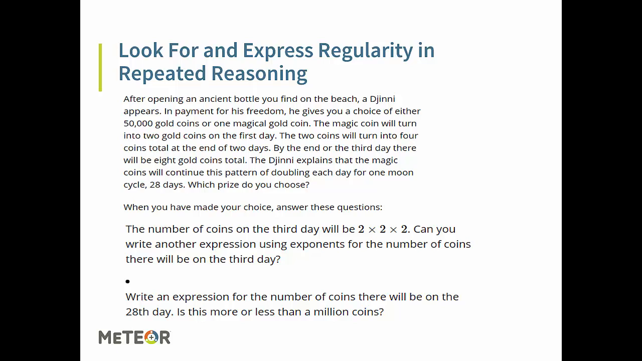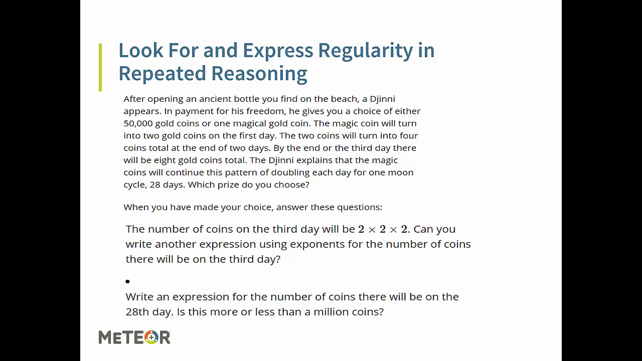The 2 coins will turn into 4 coins total at the end of the 2 days. By the end, or the 3rd day, there will be 8 gold coins total. The genie explains that the magic coins will continue this pattern of doubling each day for 1 moon cycle, or 28 days. Which prize do you choose? When you have made your choice, answer these questions.